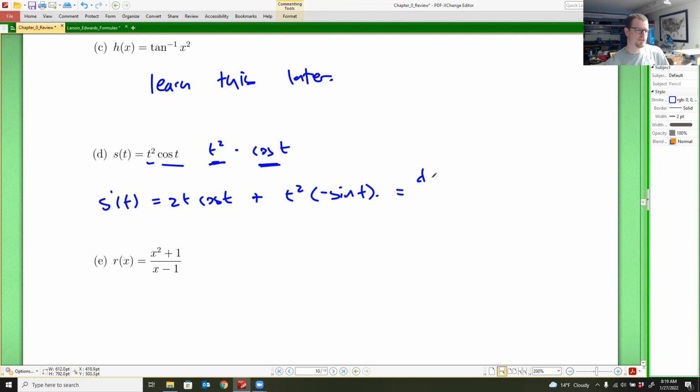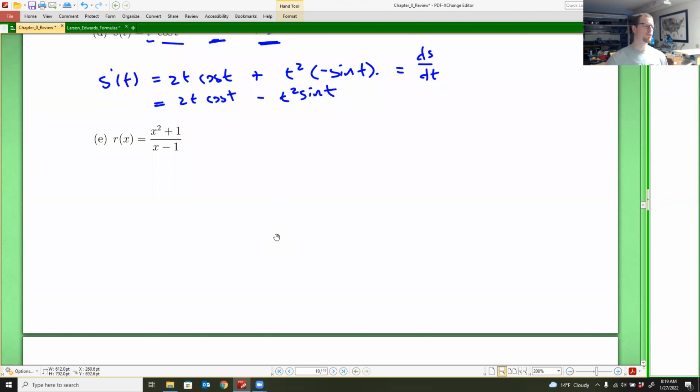The other notation would be ds dt. S is the function, t is the variable. You may also want to simplify this slightly. I wouldn't say you have to factor it, because you could pull out a common factor of t. But anyway, 2t times cosine of t minus t squared sine t, and that's fine.